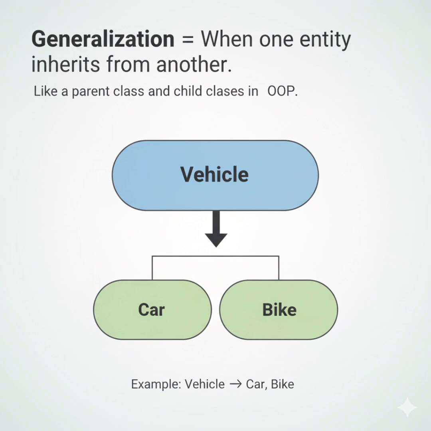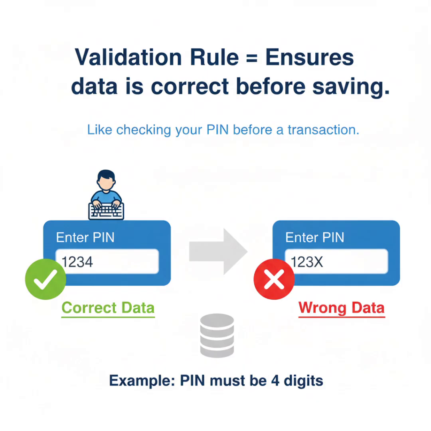Okay, so generalization brings some coding concepts into the data structure. But you mentioned behavioral elements too. That sounds like the model starts doing things, actively protecting itself. That's a perfect way to put it. These mechanisms define the data's active life, its behavior. Validation rules, for example. These ensure data correctness before it even gets saved.